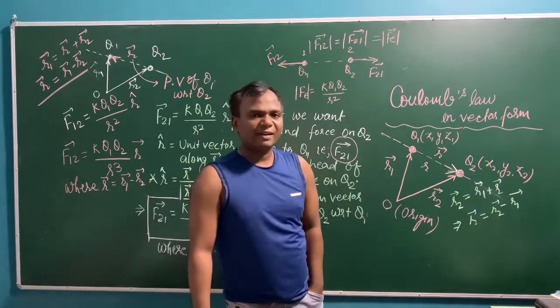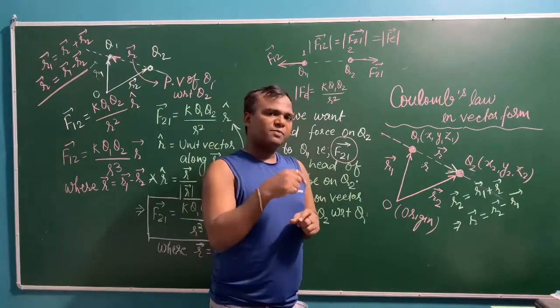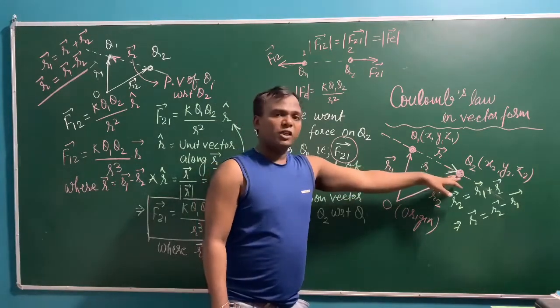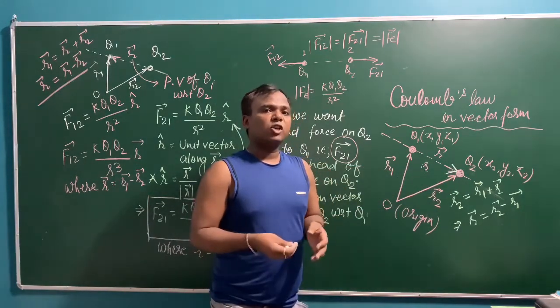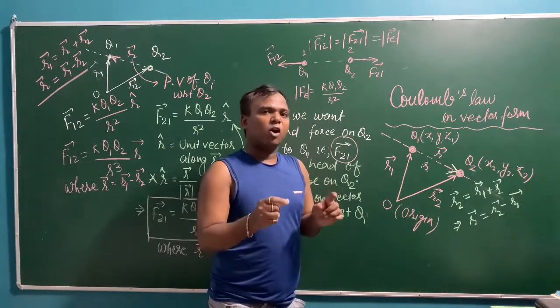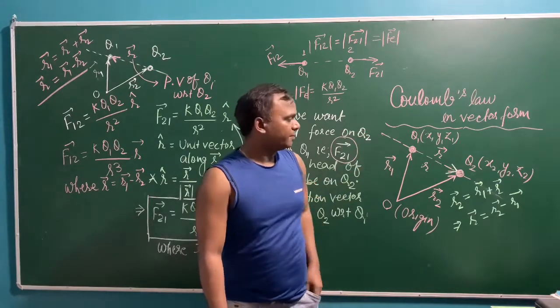And what is the r vector? The r vector is the position vector of Q2 with respect to Q1. The charge on which we want to know the direction of force or the magnitude of the force, the head of the position vector will be on that particular charge.